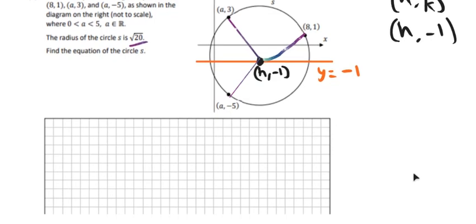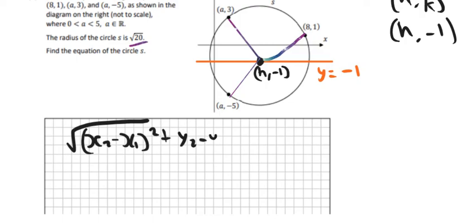So I'm going to take the distance between 2 points, so that's x2 minus x1 squared plus y2 minus y1 squared. And I'm going to use, first of all, a3 and h minus 1, then a minus 5, h minus 1, and then 8, 1, h minus 1. So I'm just using h minus 1 with each of the points and putting them into this formula, and we're going to let it equal √20 each time, because we know that the radius is √20.